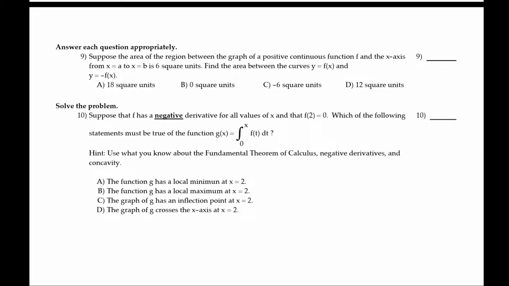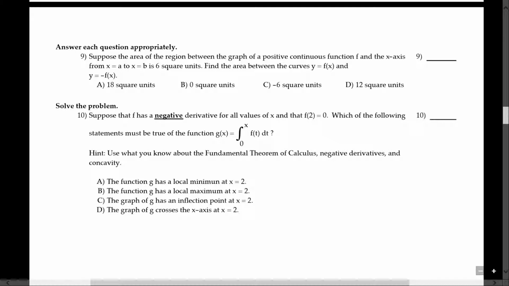Problem 9. We're told that the area of the region between the graph of a positive continuous function f and the x-axis from x equal a to b is 6 square units. We can draw, say, the function from a to b over here, and that is, no matter what it looks like, 6 square units.